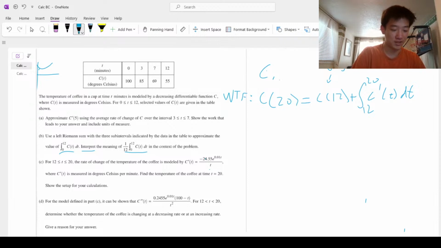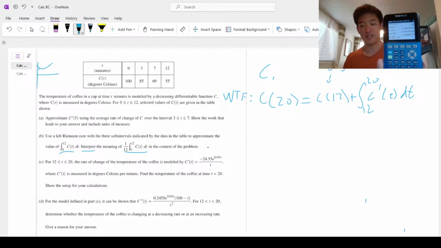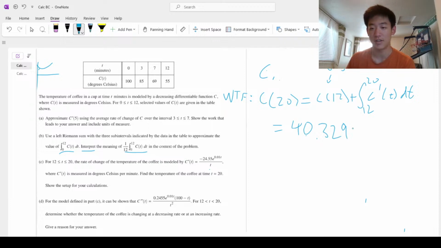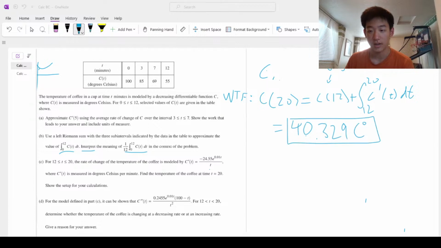But it's 55 plus the integral, which you get from Math 9, from 12 to 20 of, and you can go to alpha, click trace, and then enter would be y1, and then dx. And then that gives you 40.3291, and in AP Calc we like 3 decimal places, rounded or truncated, but just round because rounding is superior. And this would be just Celsius. Okay, so I think that's good.